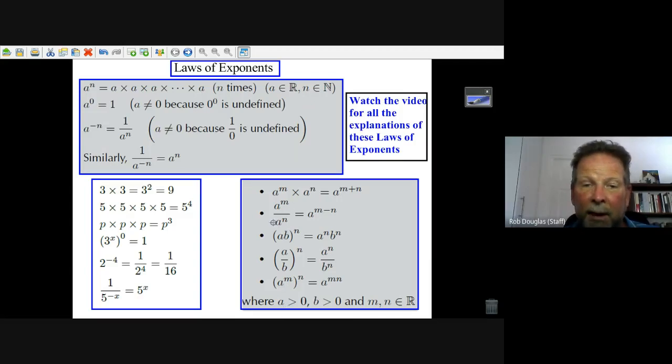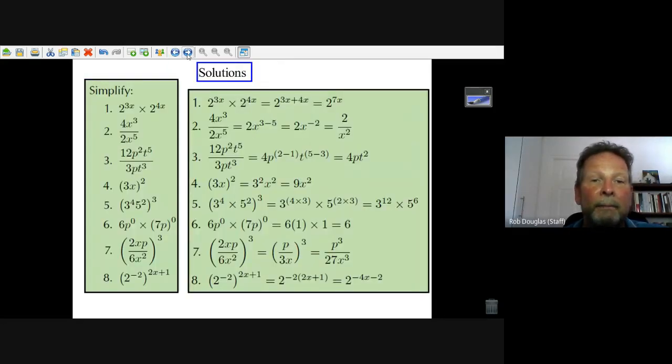Remember, for anything here, a has got to be greater than 0 to make these work, and b has to be greater than 0. And it says that m and n need to be real numbers. Okay. Now, here's a whole bunch of examples. If you multiply two things with the same base, look, we just wrote down the base and added the exponents.